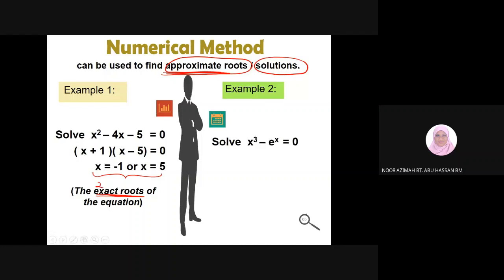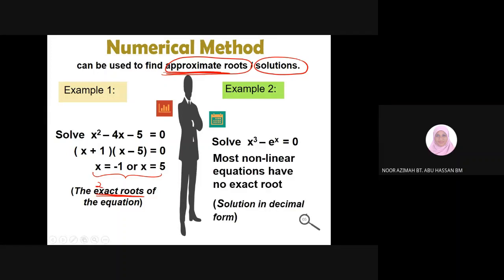As for example 2, you are given the equation of cubic and involving exponential term. How to factorize this? Most non-linear equations, and obviously this is a non-linear equation, have no exact root. So meaning that, can this question be solved? No, it can be solved. Only that our final answer, the solution, will be in decimal form. So how to solve? Now the Newton-Raphson method comes in, by using Newton-Raphson method.